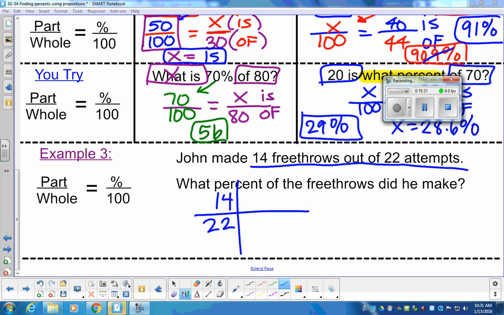What percent did John make? We're going to get rid of that 22, because whenever we calculate a percent, we need to get the denominator to 100. So cross products and solving then. Everybody should cross products and solving.